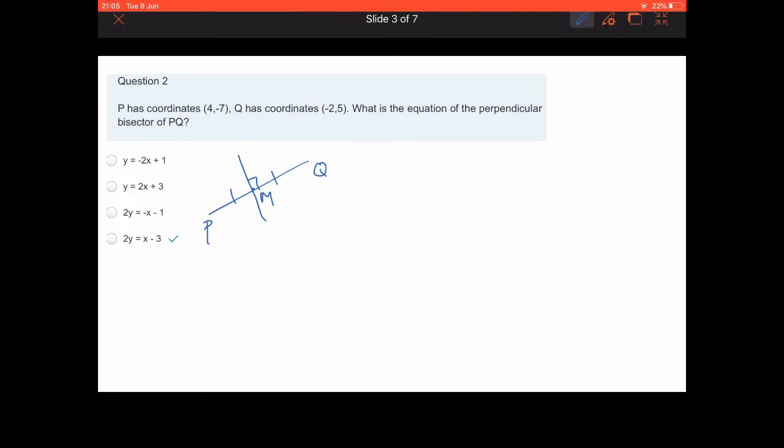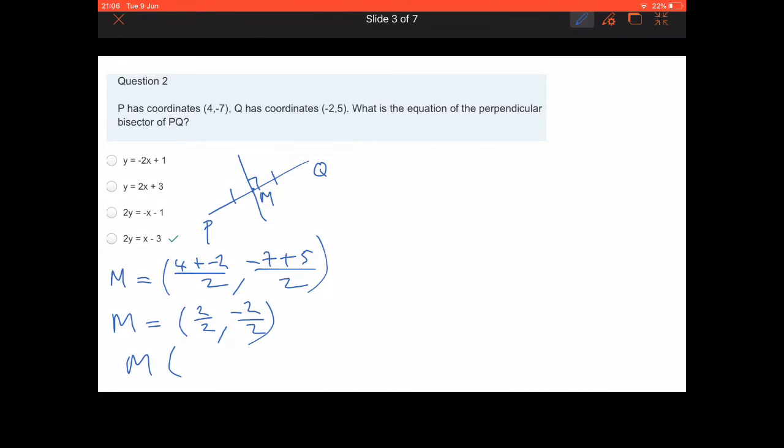We'll call that M. So if we work out the midpoint first by adding together the x coordinates and dividing by 2, and adding together the y coordinates and dividing by 2, we're going to have 2 over 2 here and -2 over 2, so we get a midpoint of (1, -1). So we've got a point that lies on the line now.